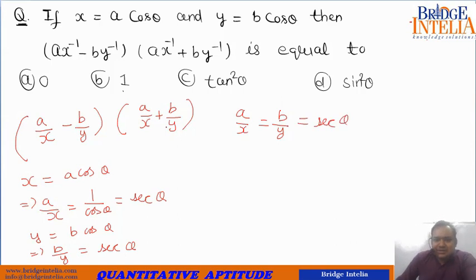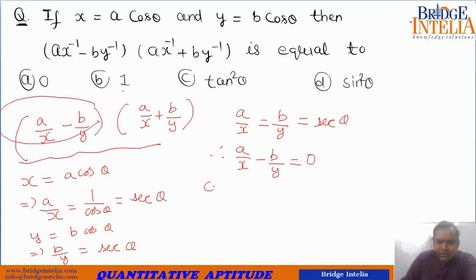Now let's come back to what we are being asked to solve. We are being asked to solve this, but you see a by x is equal to b by y. Therefore a by x minus b by y is equal to 0. So this term is 0. If you multiply 0 with something, the answer has to be 0. So why proceed further? Answer is 0.